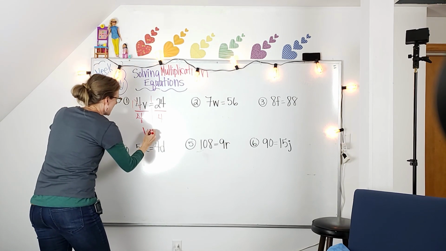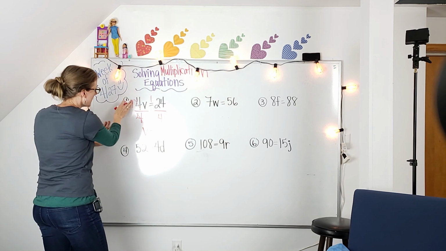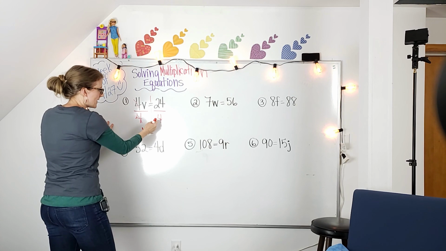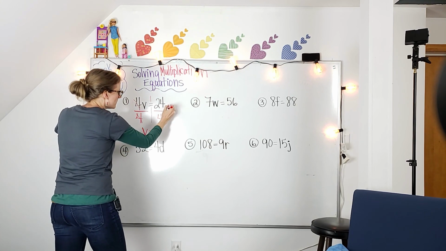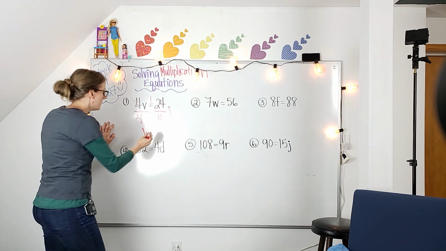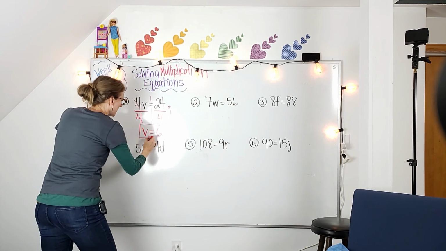So my v is now by itself because these canceled and became a 1. So they're all set, they're gone. But remember, I have to balance it out. So how many times does 4 go into 24? What is 24 divided by 4? And that is a 6.